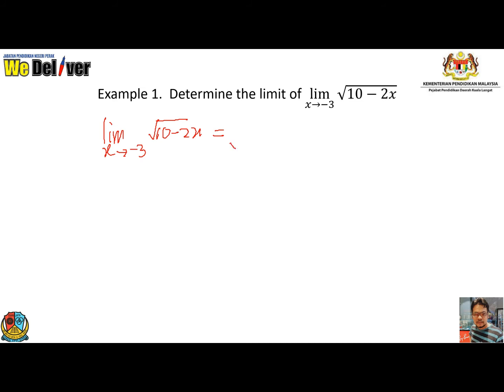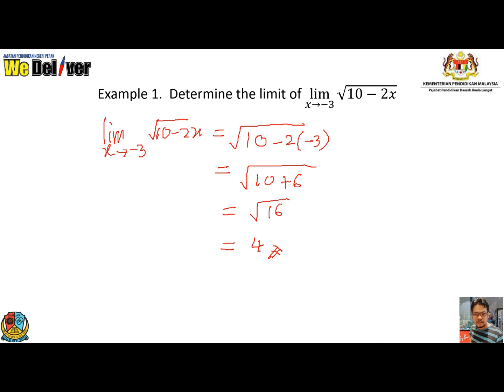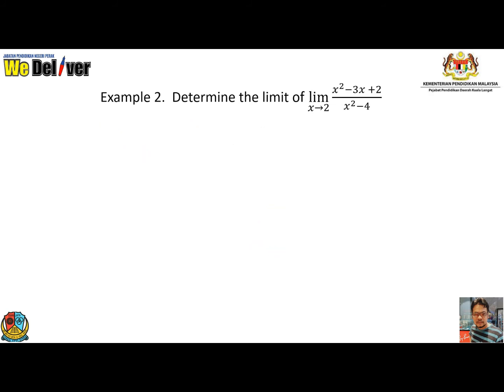That means equals square root of 10 minus 2 times negative 3. Simplify, you get square root of 10 plus 6, so equals square root of 16. So the answer is 4. That means 4 is the limit value of the function square root of 10 minus 2x when x approaches negative 3.